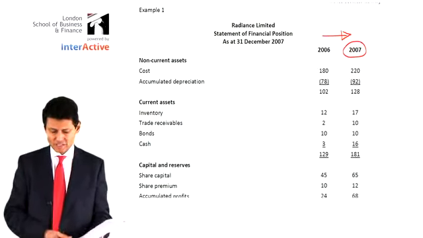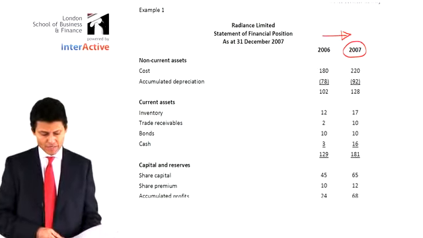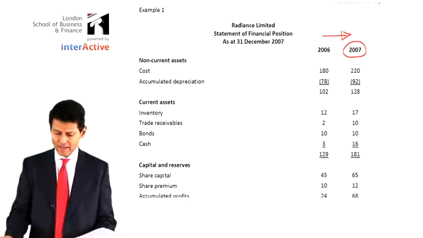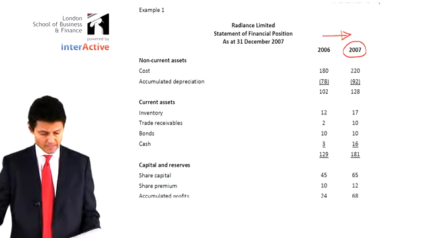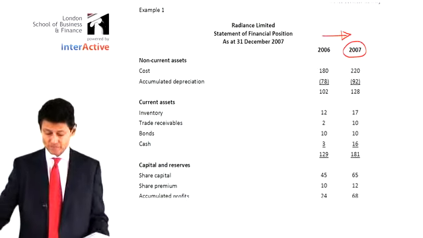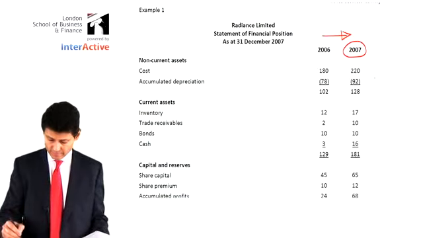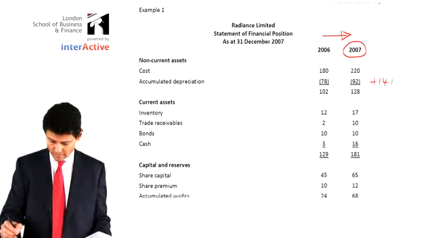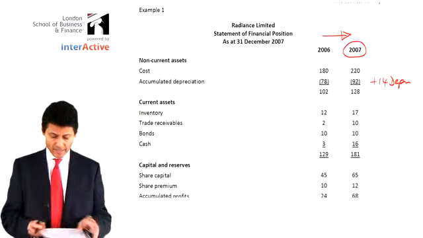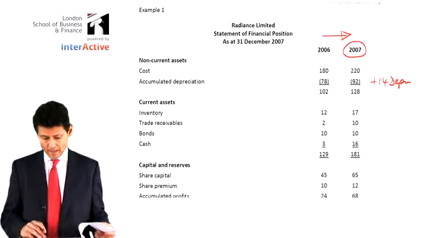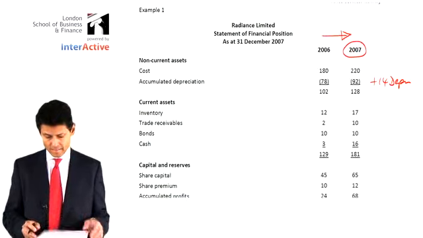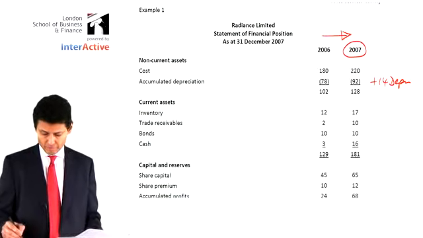The non-current assets, cost minus depreciation, the net book value 102,128. So, seems like depreciation for the year is another 14, is it? Seems like. The non-current assets seem to have gone up by about 40. So that's gone up by 40.